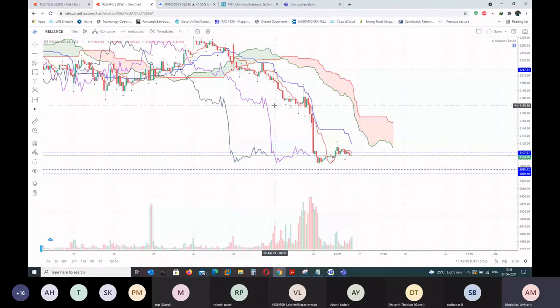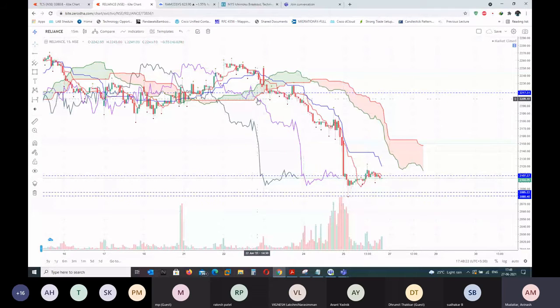Okay, now again back to the strategies. The first strategy is called TK crossover, meaning Tenkan Kijun crossover, or simply crossover. This is nothing but a kind of moving average crossover. Here red is the Tenkan Sen and blue is the Kijun Sen. Like I said earlier, Tenkan Sen is a 9 period indicator and Kijun Sen is a 26 period indicator, each using high and low divided by 2.